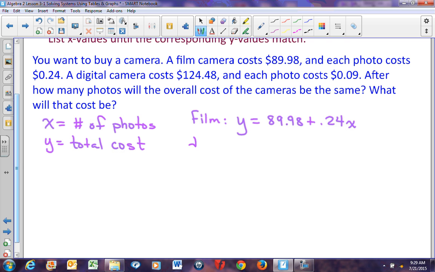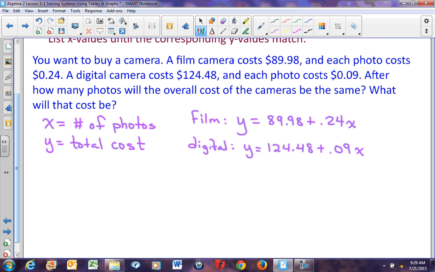For my digital camera, same thing, I'm going to have a cost. My cost is going to be $124.48. But it's only going to cost 9 cents per photo. Okay, so we now have our two equations.